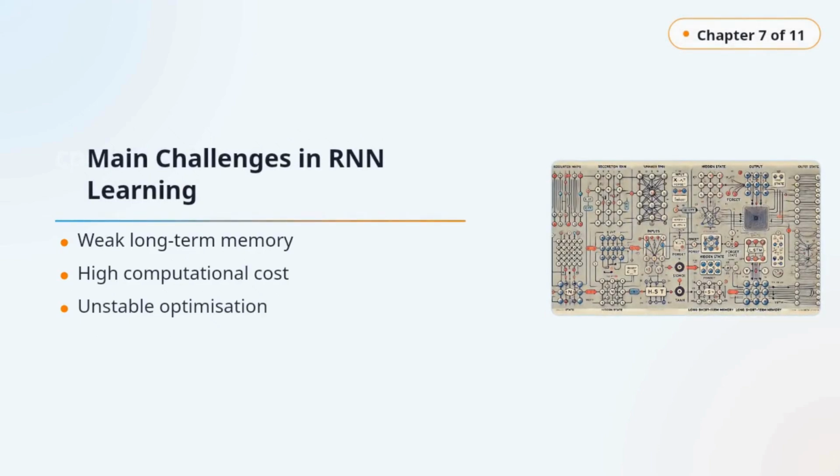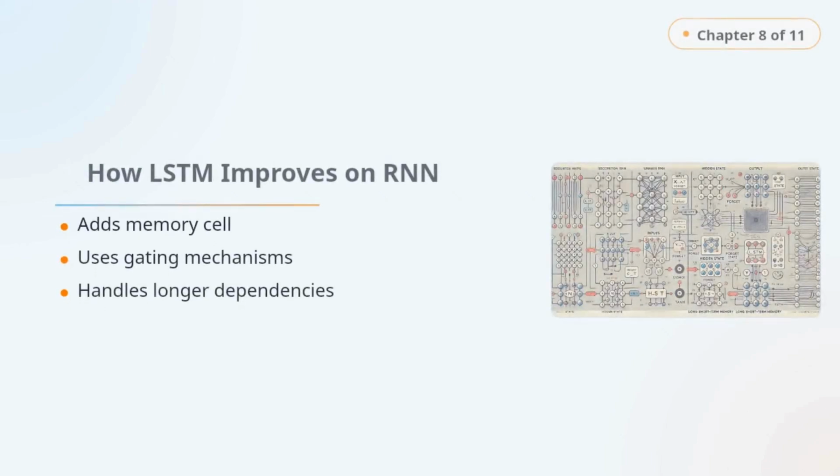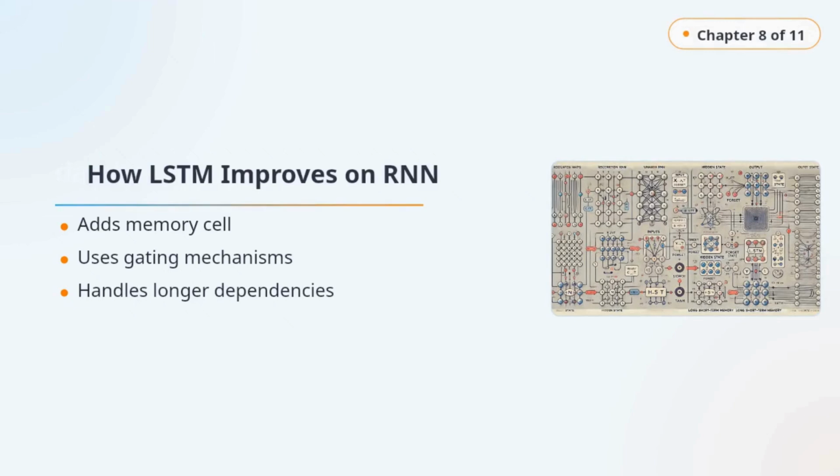Training can also become computationally expensive, especially when the input is large or the sequence is long. So while RNNs are conceptually powerful, in practice they need better mechanisms for memory and stability. This is where LSTM, or long short-term memory, comes in. LSTM is a special kind of RNN designed to remember useful information for longer durations. It introduces a memory cell and a set of gates that control what to keep, what to forget, and what to output. Because of this design, LSTMs are much better at long-range sequence learning.